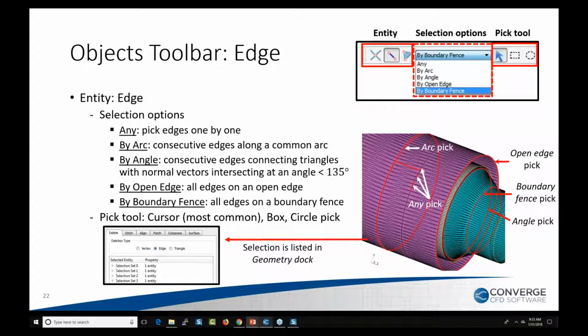And similar options are available for picking edges in the Objects Toolbar. You can pick by any, or by arc, which will select edges lying along a common arc. You can pick by an angle, which will pick consecutive edges which are connected and have the same angle between the connecting triangles. Also, you can pick edges based upon a common open edge or a boundary fence. Different pickup tools are available: cursor, box, or circle pick.